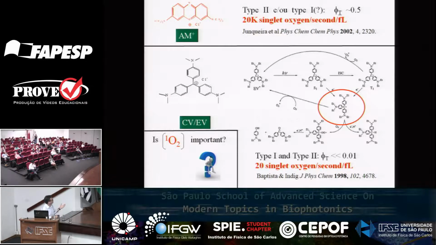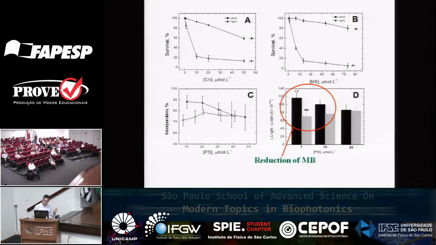They do both. They can make some singlet oxygen. They can make radicals. They can react. They are redox active. But they do a very small amount of reaction, okay? Both are positively charged, and they have similar lipophilicity. Not the same, but similar.